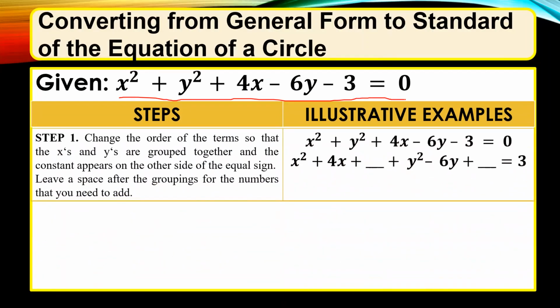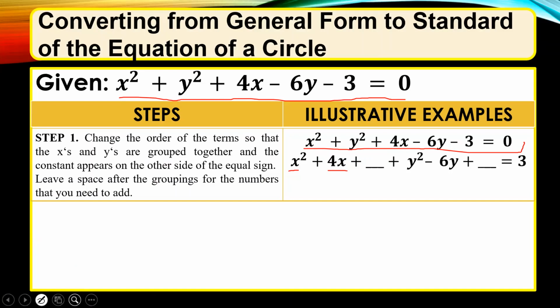Step 1 is to change the order of the terms so that the x and y's are grouped together and the constant appears on the other side of the equal sign. Leave a space after the grouping for the numbers that you need to add. So we have here the illustrative example. We have the original equation: x squared plus y squared plus 4x minus 6y minus 3 is equal to 0. We will group by x and by y. So we have x squared plus 4x.